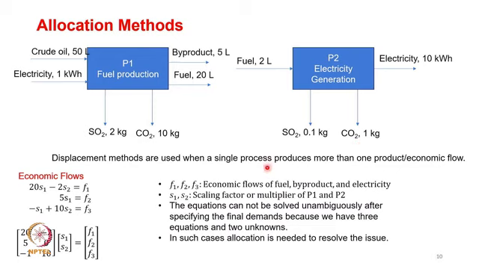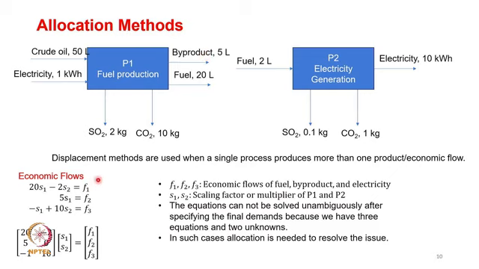So we may have to use displacement methods and allocation methods, specifically allocation methods, if a single unit produces more than one product. So here there is more than one product, which essentially concerns more than one economic flow. So let's write it here.